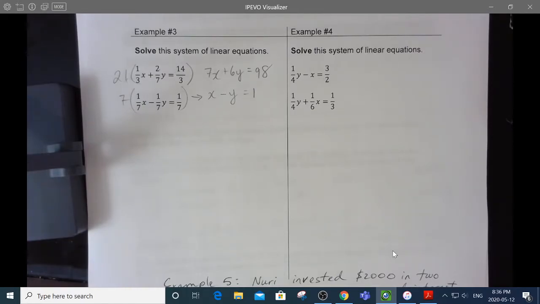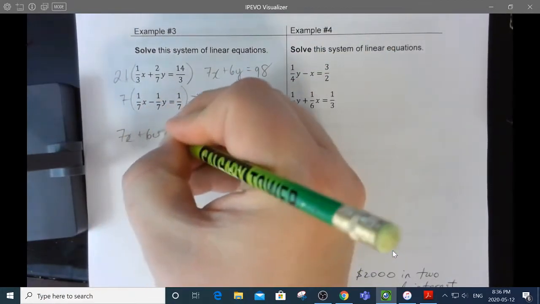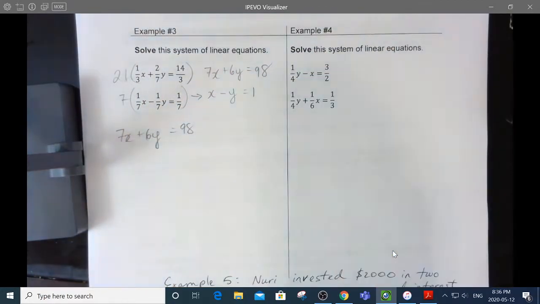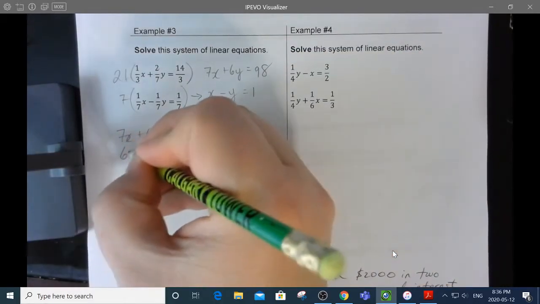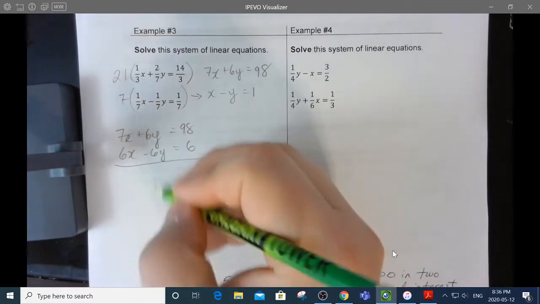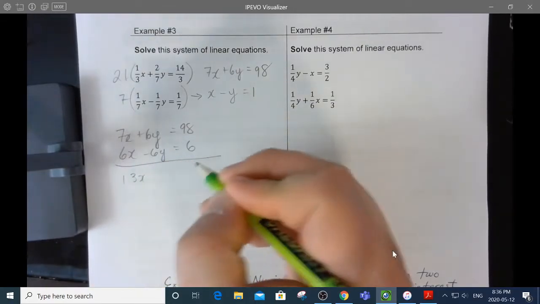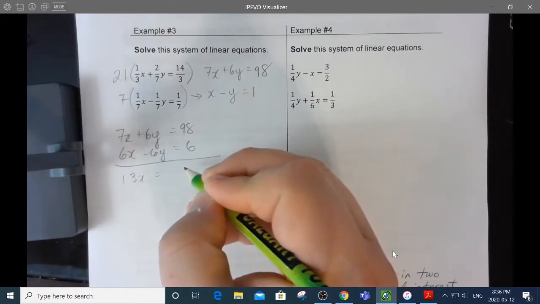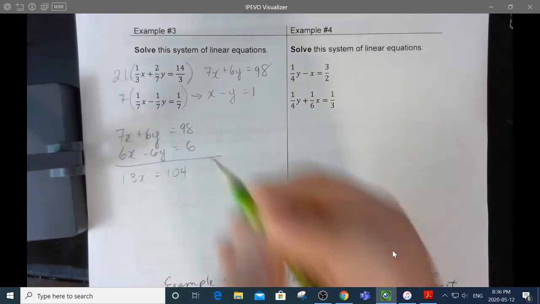All right, now I think I'll use the elimination method. I think I'll times this equation by 6. So I'll leave the first one alone: 7x plus 6y equals 98. And then I'm going to multiply this equation by 6. So that's going to be 6x minus 6y equals 6. I can add these equations now, and it eliminates the y's. So I have 13x equals, when I add those, I get 104.